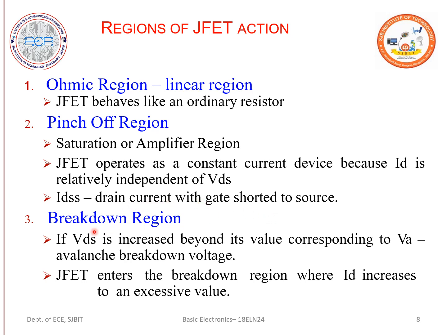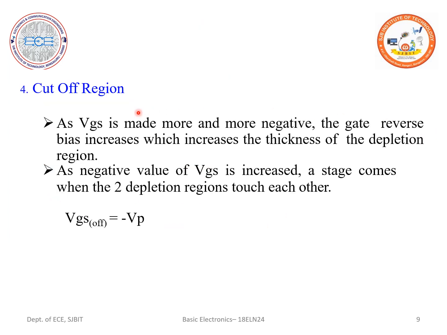And later on, the last region that we are going to observe here is the breakdown region. If VDS is further increased beyond its value corresponding to avalanche breakdown voltage, JFET enters the breakdown region where ID increases to an excessive value. Right? So these are the actions that are going to happen, or the regions that we can observe.